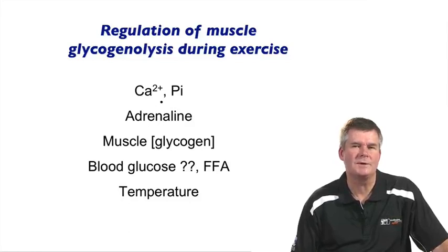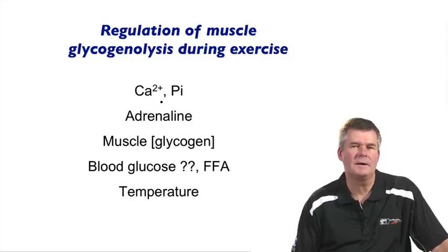There's been some discussion and debate as to whether increasing the availability of glucose in the bloodstream has any influence on glycogen breakdown during exercise. And to date, most of the studies would suggest that it has a fairly modest effect. In contrast, if fatty acid levels are increased in the bloodstream, that has been shown to slow the rate of muscle glycogen breakdown. And there has been some interest in nutritional strategies that serve to increase fatty acid availability with a view to changing the rate of glycogen breakdown.